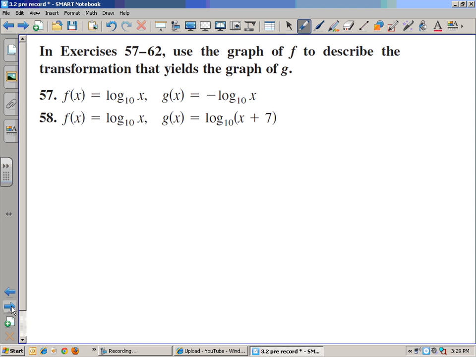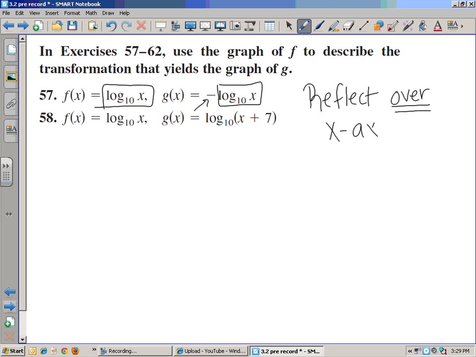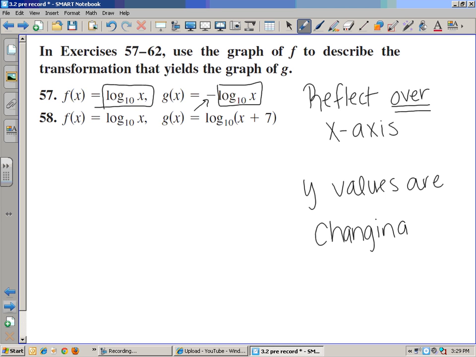Okay, so now all you're going to do is describe the transformation. So for example, everything from Algebra 1 is still the same. This is exactly the same as this. Here's the difference. That minus sign means we want to reflect over, we want to flip it over the x-axis. What we're saying is the y values are changing sign, which means they were positive, now they're negative, or they were negative, now they're positive.